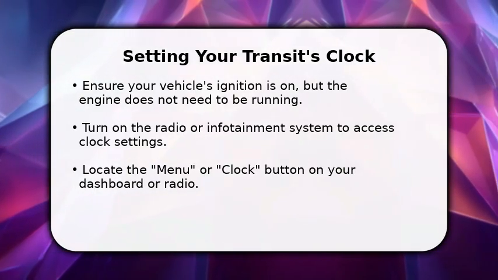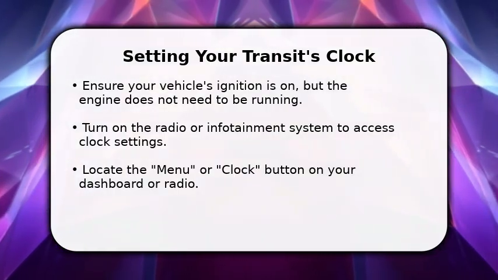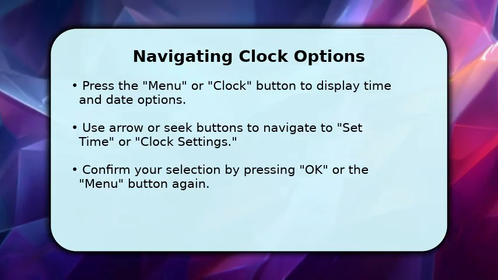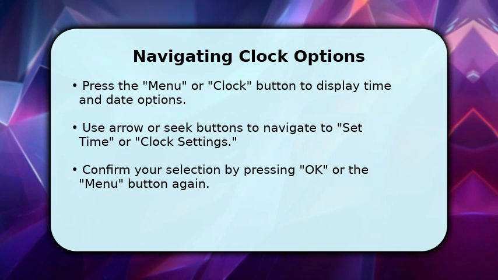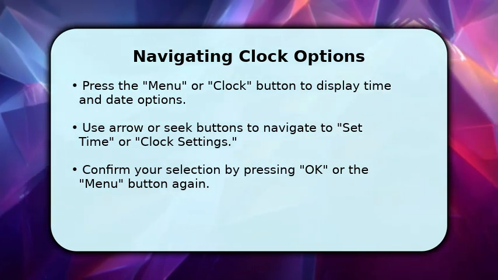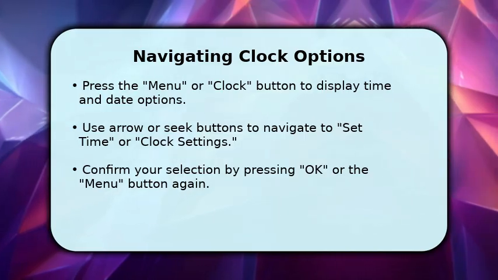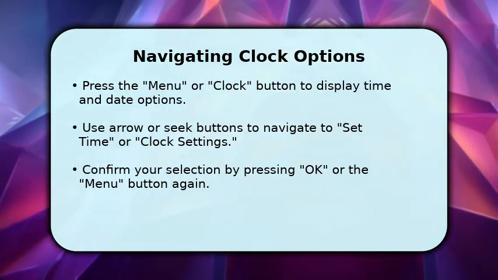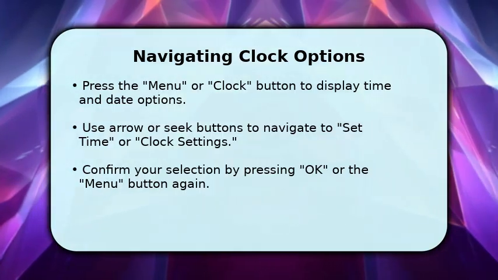Now, look for a menu or clock button on your dashboard or radio unit to begin. Once you've found the correct button, press it to bring up the time and date display. You might need to press it repeatedly to cycle through options. Use the arrow or seek buttons, often found near the volume control, to scroll until you see set time or clock settings. Confirm your choice by pressing OK or the menu button.